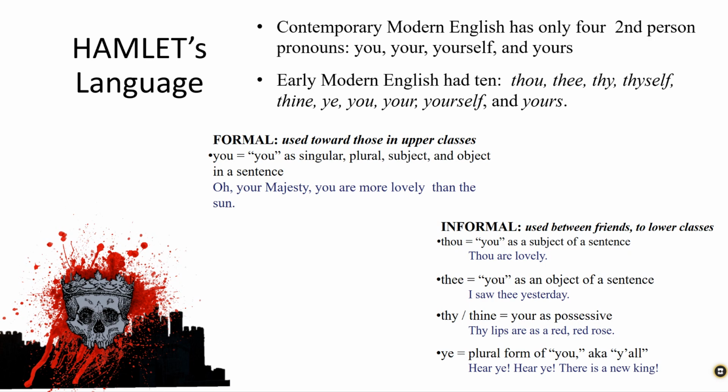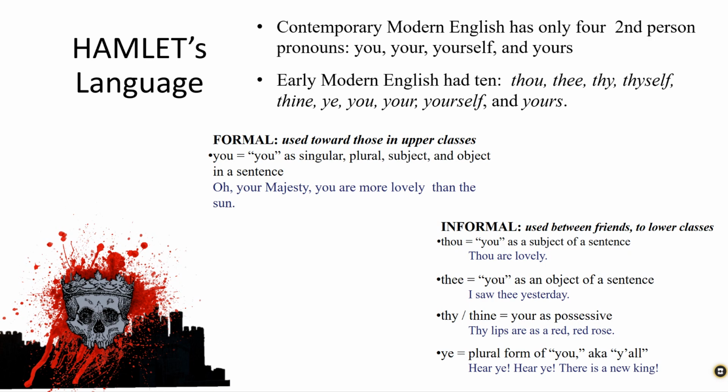But English is always about trying to streamline its language. But in Shakespeare's time, they did still have this differentiation between a formal you and an informal you. So you, Y-O-U, that we are used to, is actually the formal word. We kept the most polite version of the word. So you would hear your majesty, or you are more lovely than the sun. That is a very formal, polite way of speaking.